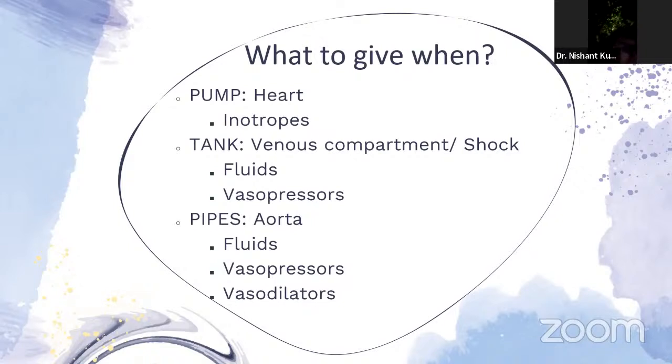Vasopressors, again, if the fluids do not maintain the MAP and the forward flow, and if there is too much of vasoconstriction, you might even have to administer vasodilators to maintain the flow to the tissues. So the ultimate aim is to maintain the oxygenation of the tissues by maintaining adequate blood flow.